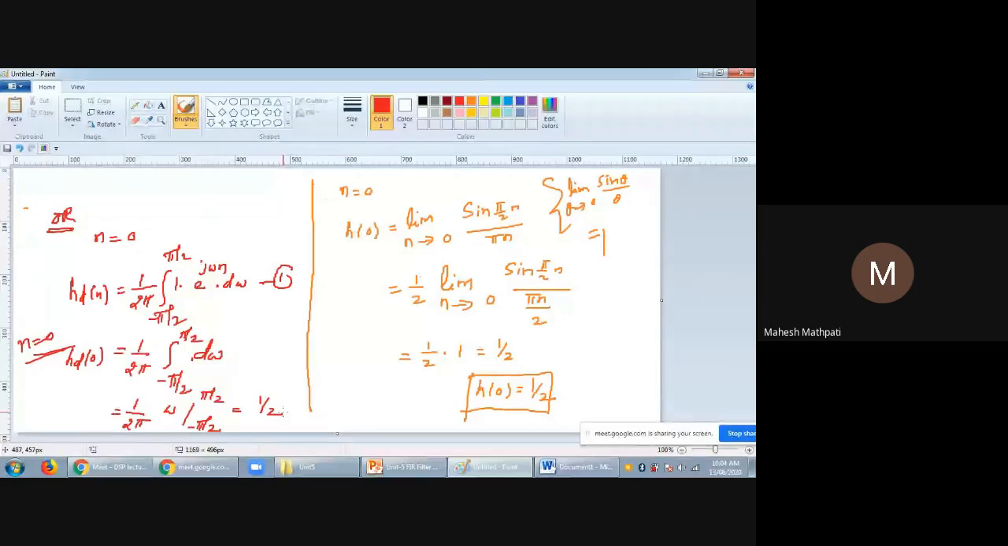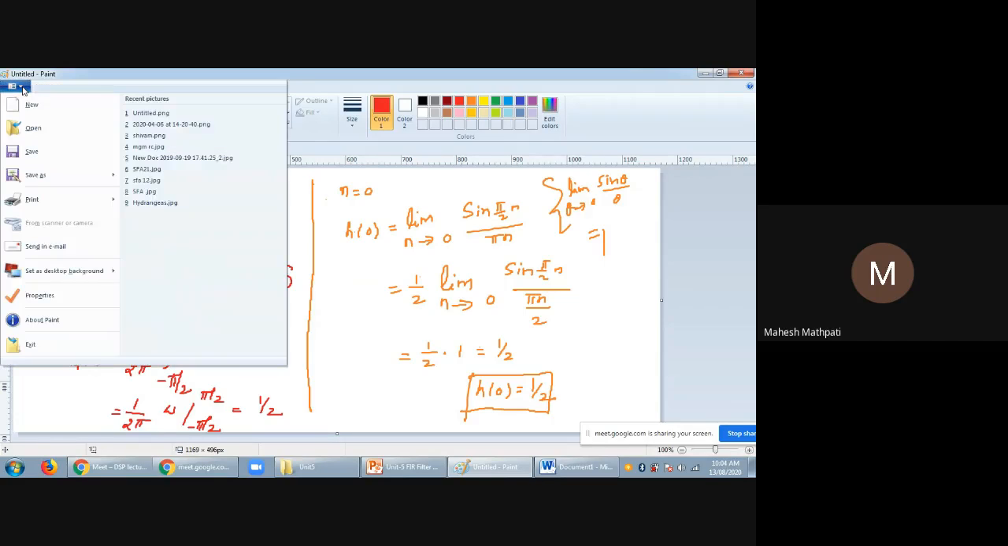So what can we write here? We can write h of 0 equals 1 by 2. Understood this? Any difficulty here? No, sir. Okay. Now, like this, we need to calculate all the other values also.